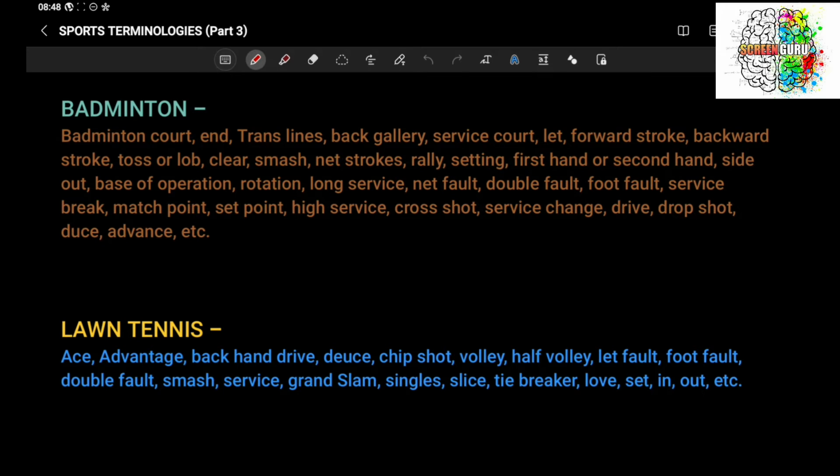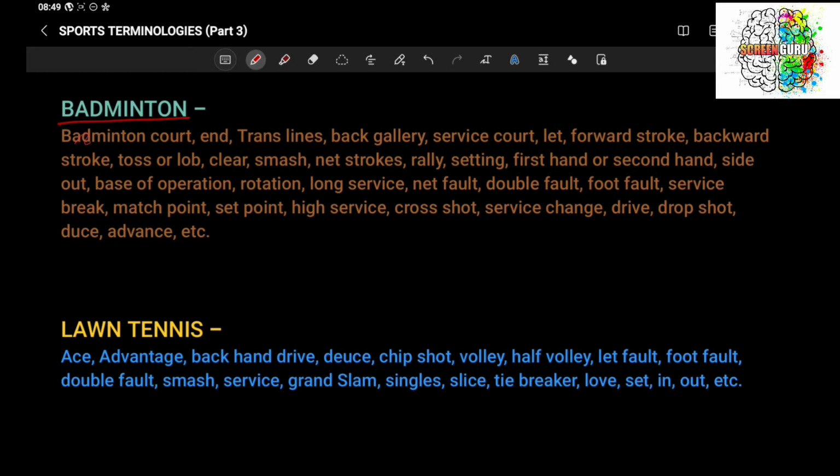So here we are with part 3 of sports terminologies, a very important concept in the upcoming competitive examinations. So let's start with it. Our first game of today is badminton. तो बैडमिंटन की हम स्पोर्ट्स टर्मिनोलॉजीज देखेंगे.